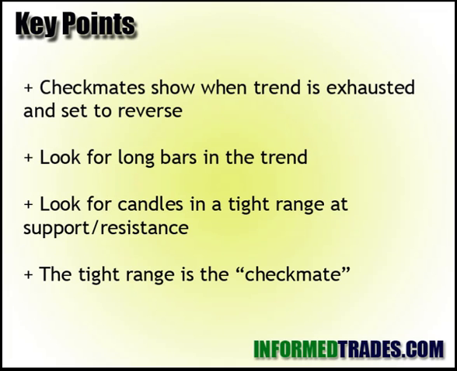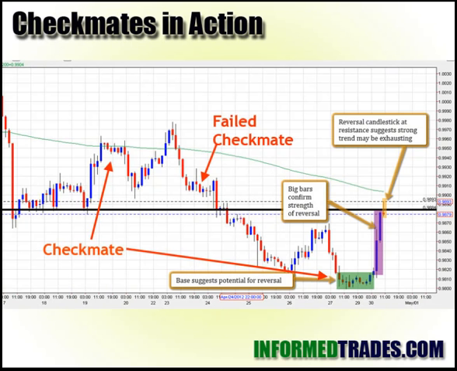Basically, to spot the bullish and bearish checkmates and when a trend is going to reverse, you want to look for long bars in the trend. When you see these big long bars, that shows there's a trend in action, that there's a move happening. Then you want to see candles start to consolidate in a tight range after the long bars. That suggests that the trend may be coming to an end. It's a lot easier to just see the concept in action.